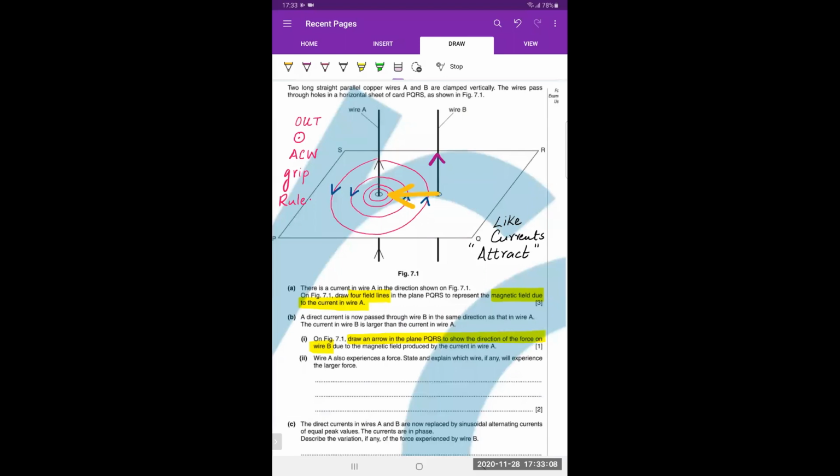Next part के अंदर it says wire A also experiences a force. State and explain which wire, if any, will experience a larger force. I'm hoping last class से आपको याद होगा कि between the two wires A and B, which wire do we expect to be experiencing a larger force? Let me quickly go back to the notes तो verify भी हो जाएगा.